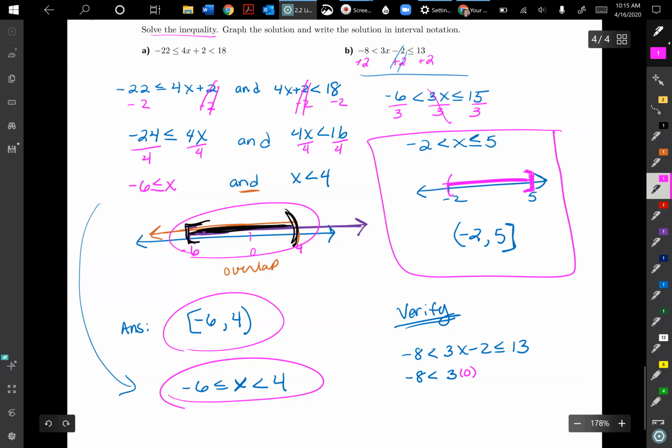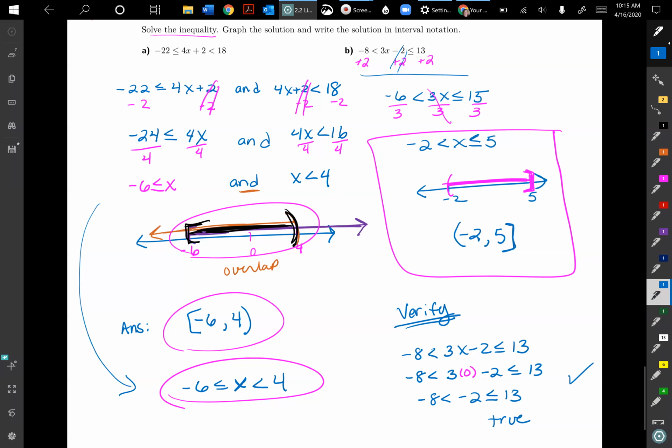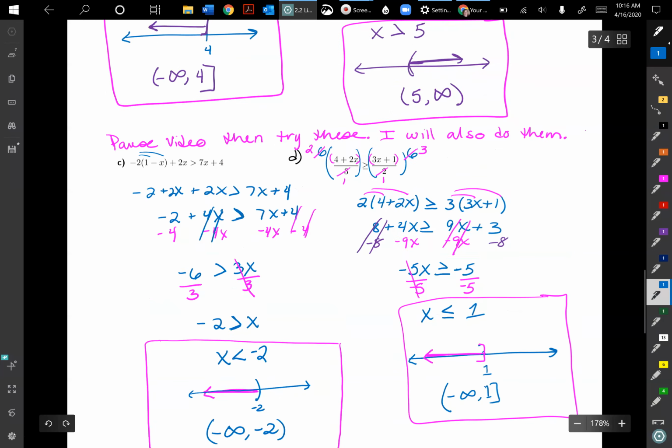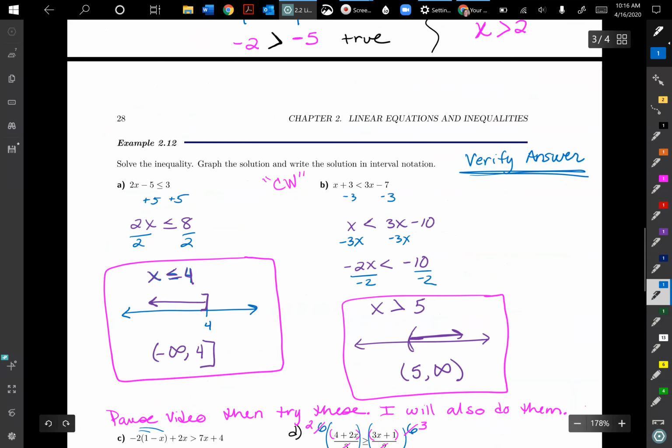times 0 there for x minus 2 less than or equal to 13. And what I end up with is -8 less than -2 less than or equal to 13. And so as long as that's a true statement, which it is, then my solution worked. It's valid.